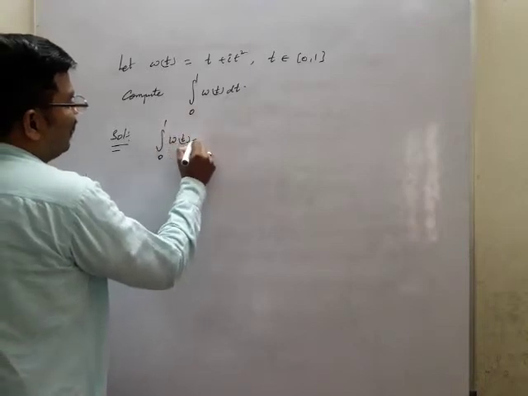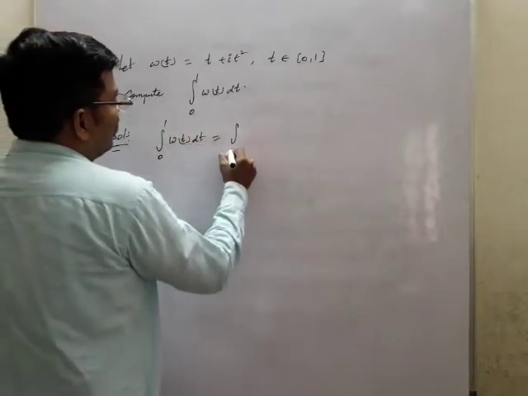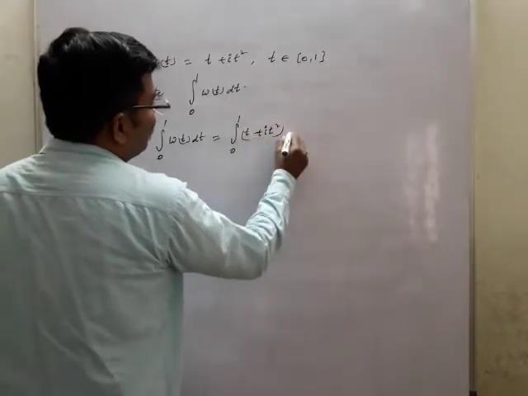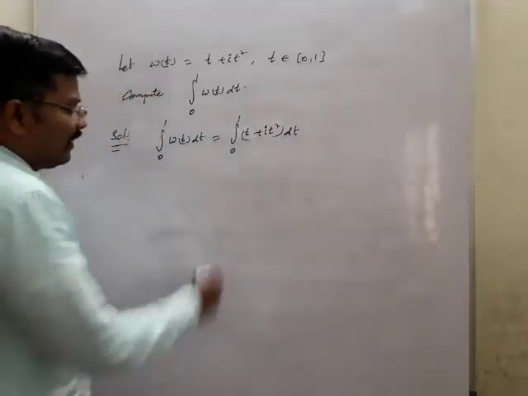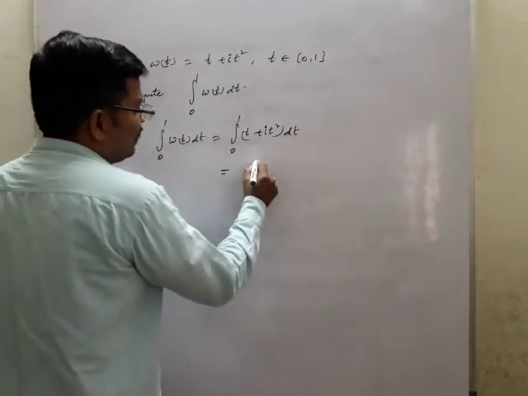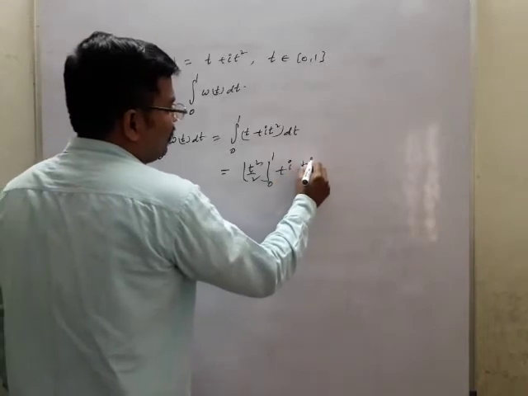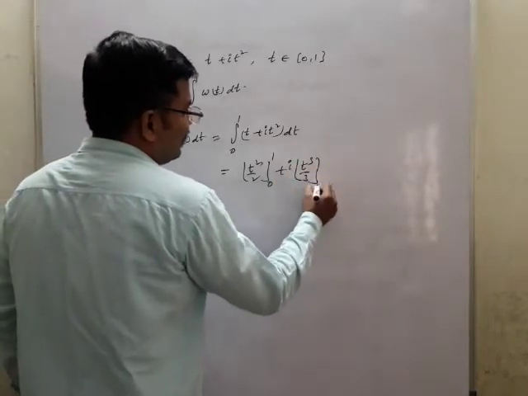The integral from 0 to 1 of w of t dt is equal to the integral from 0 to 1 of t plus i t square dt. Therefore you will be getting t square by 2 from 0 to 1 plus i into t cube by 3 from 0 to 1.